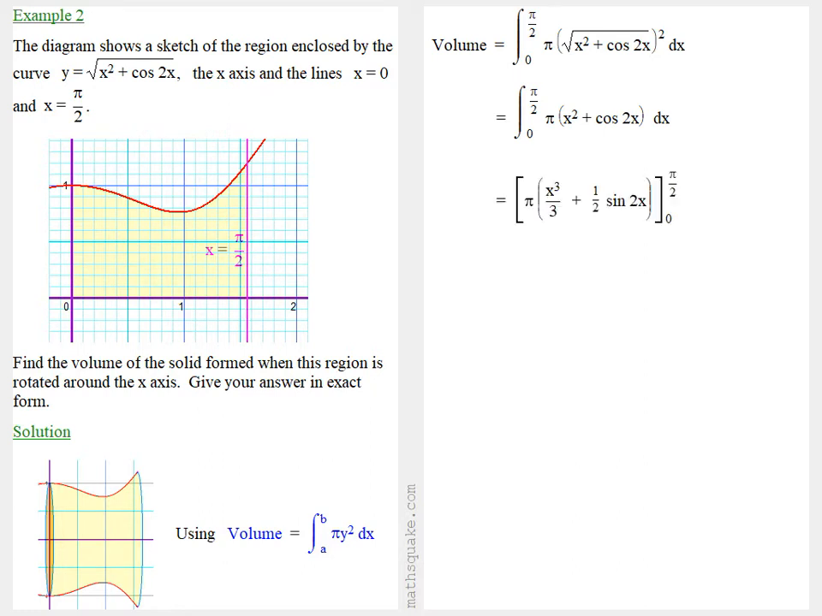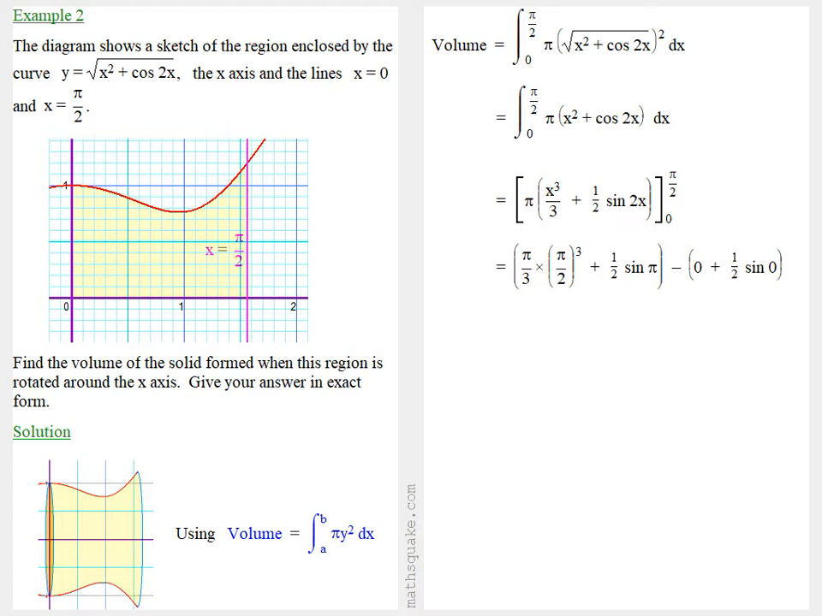Well, when we integrate that, the integral of x squared is x cubed over 3, and the integral of cos 2x is equal to a half sine 2x. So we evaluate the expression by substituting x as pi by 2 and then subtract the value of the expression substituting x as 0. This gives us pi by 3 times pi by 2 cubed plus a half sine of 2 times pi by 2, or sine pi. And we subtract 0 plus a half sine 0.